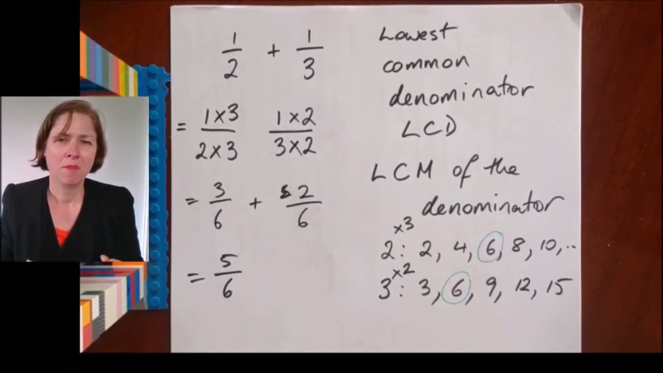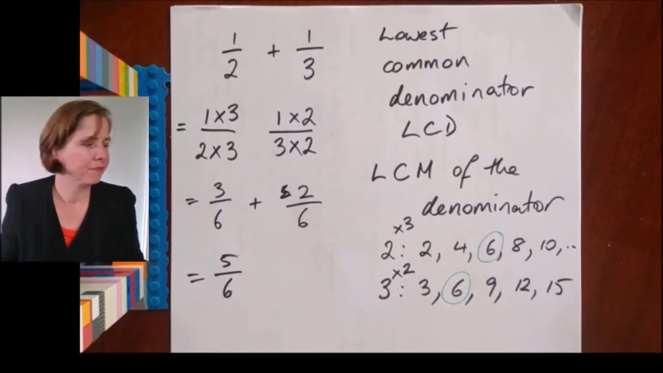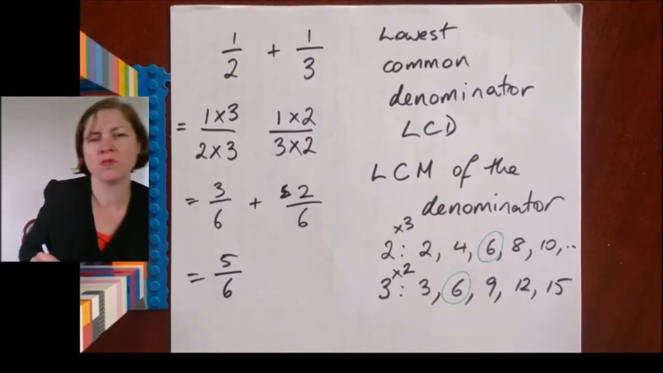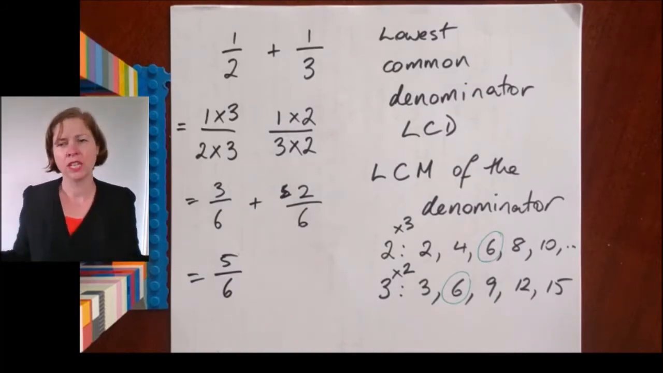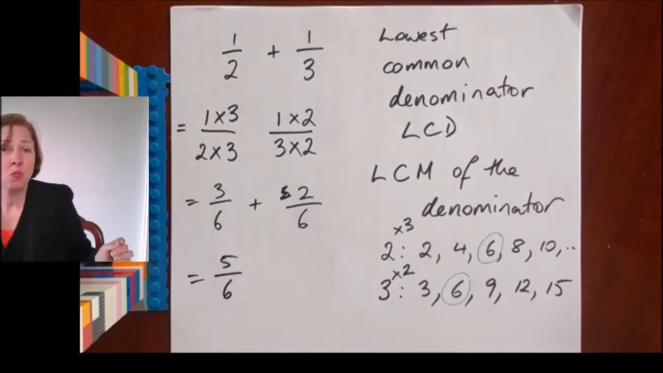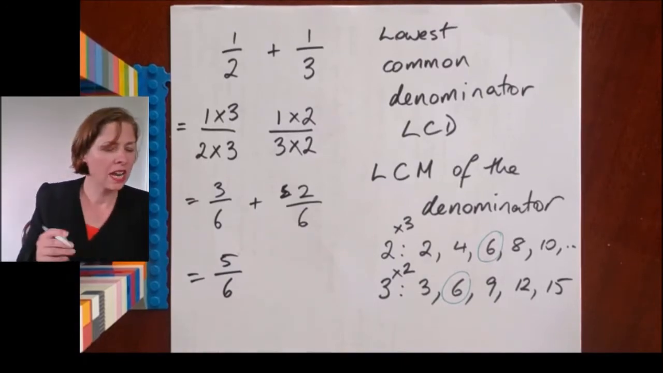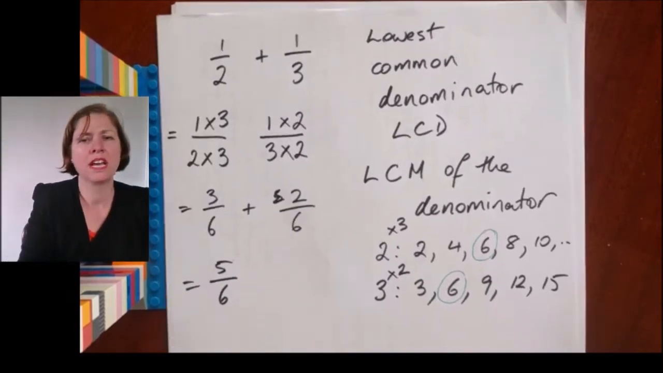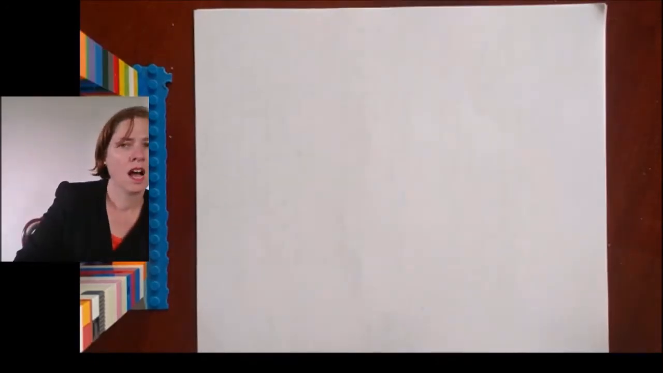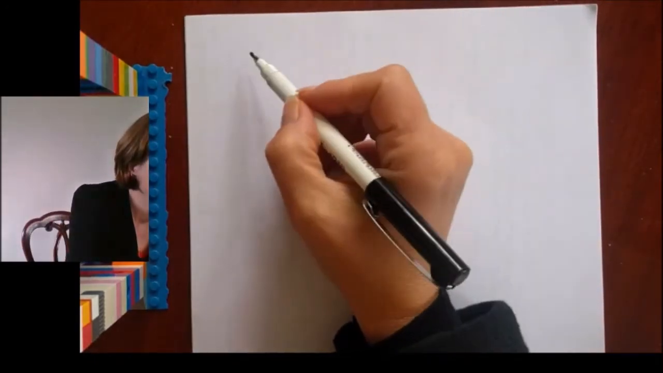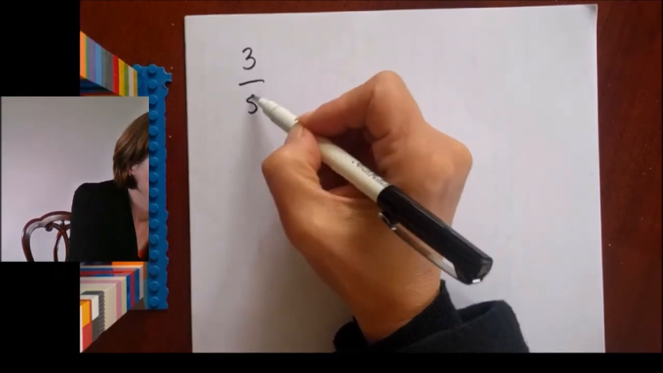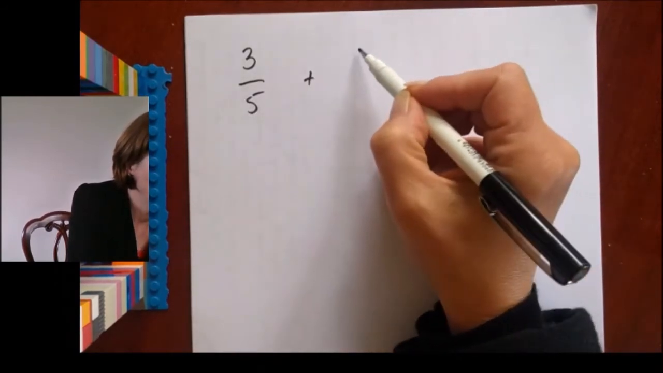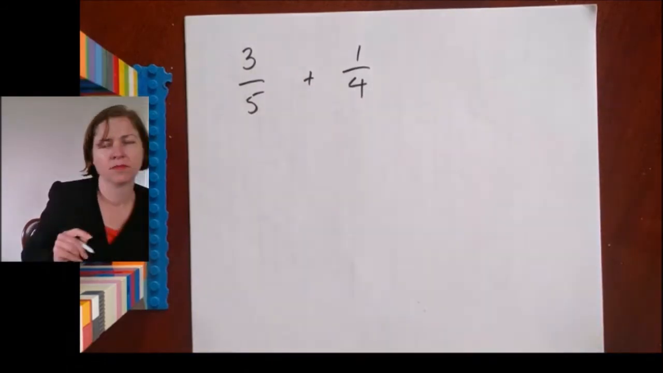Okay, but we're not always dealing with toast, are we? So now what we're going to do is move away from looking at bits of toast and actual things we can touch and cut up and eat, and just what does it look like when I've just got numbers. So let's do another example. I'm going to add together 3/5 plus 1/4. All right.